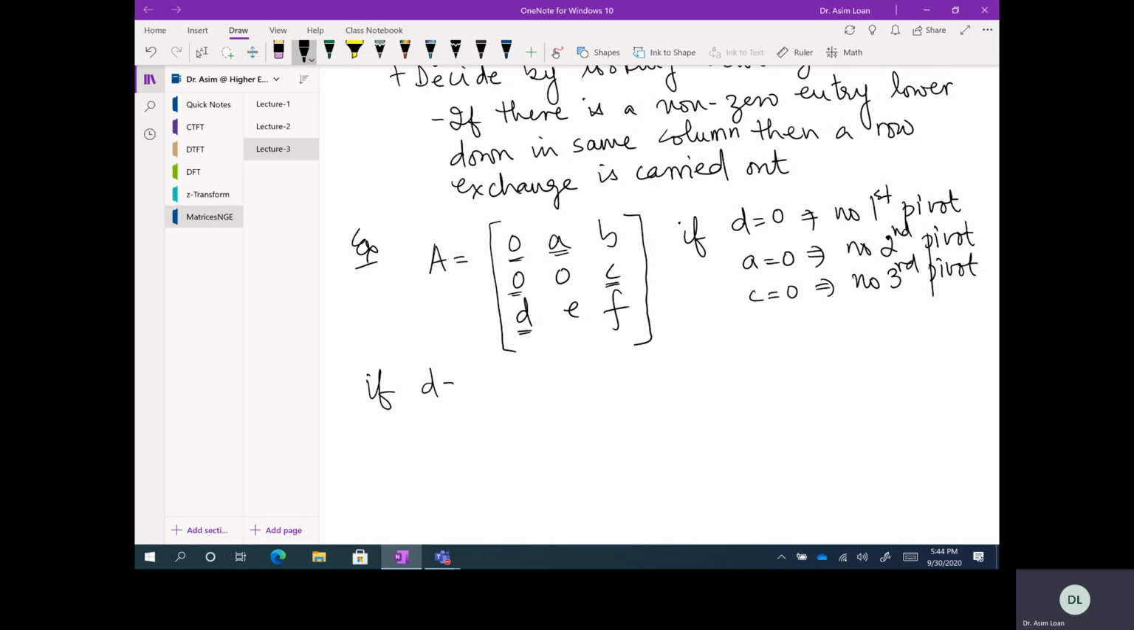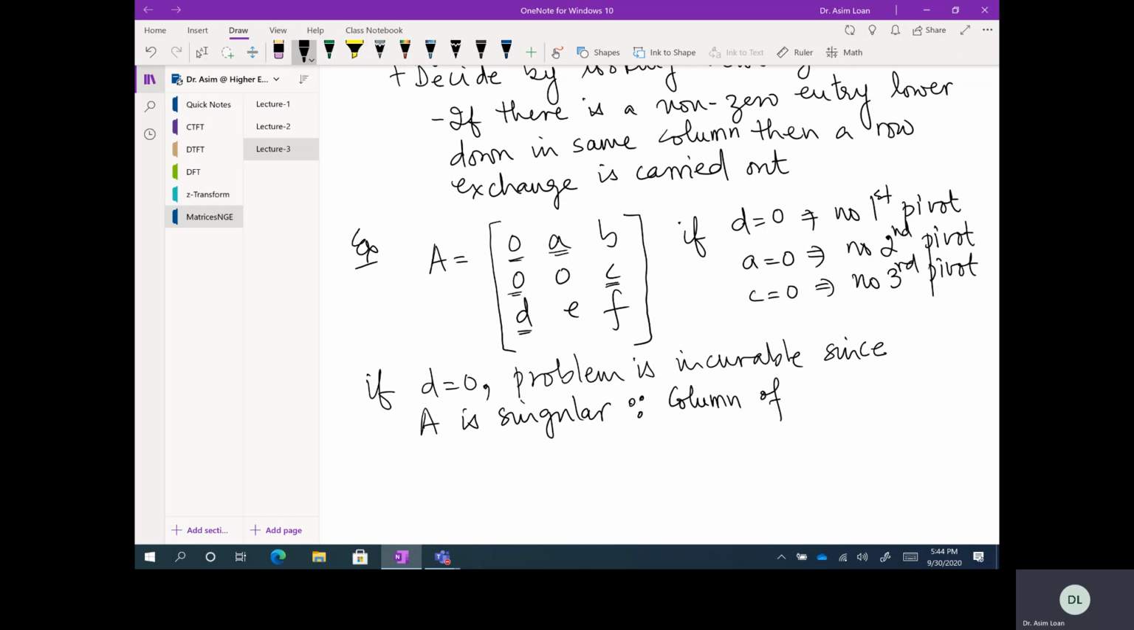If D is equal to 0, the problem is incurable, because it's a singular matrix, since A is singular because there is a column of zeros. So we know if there is a column of zeros, then the determinant is 0.